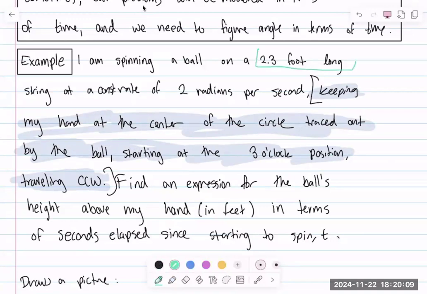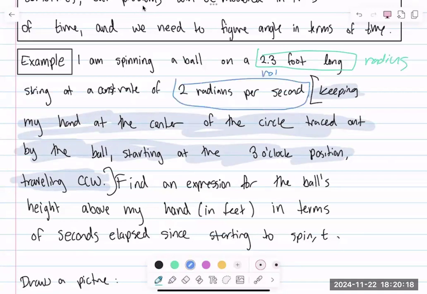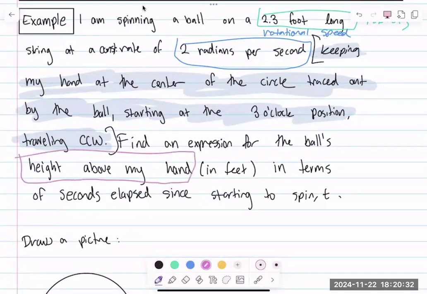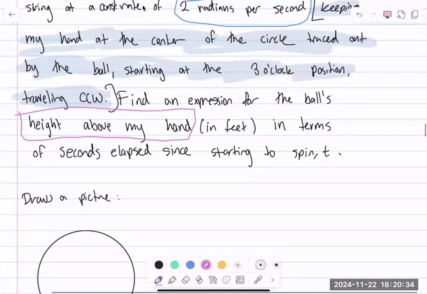Okay, this 2 foot long string is going to correspond to my radius, right? This constant rate of 2 radians per second is my rotational speed. And using those two things, I can find it pretty easily. I need to find the ball's height above my hand, which means I'm going to be using sine, right? Sine deals with vertical distance, so height. Cosine deals with left and right distance.